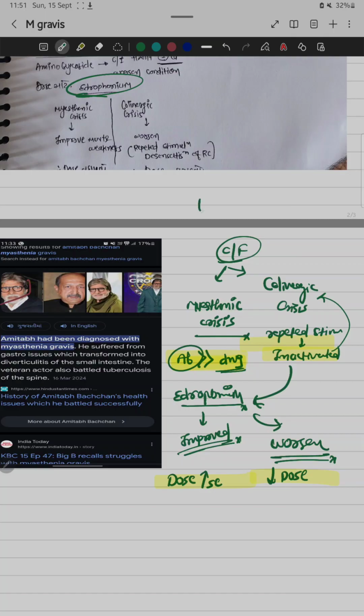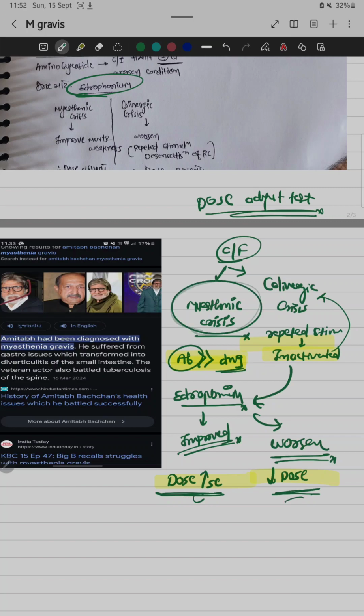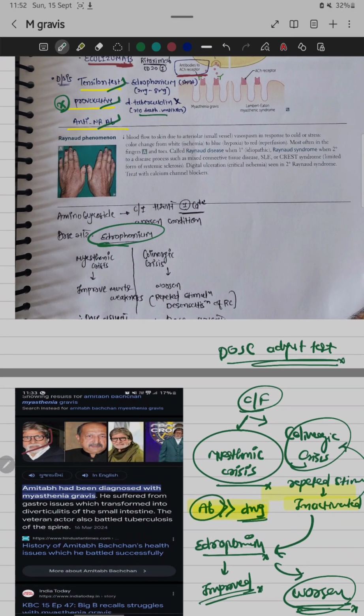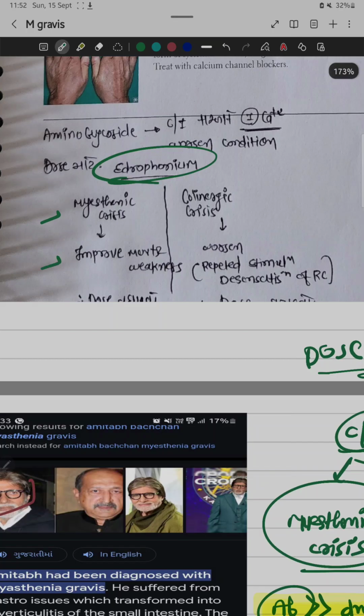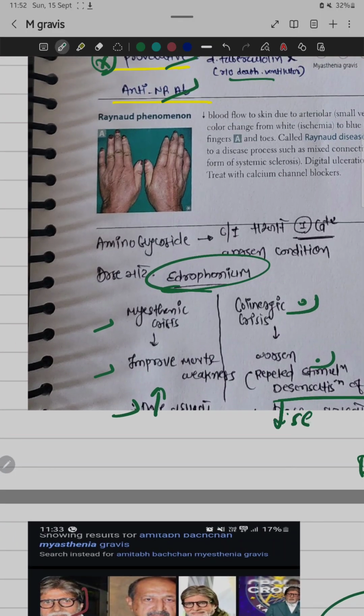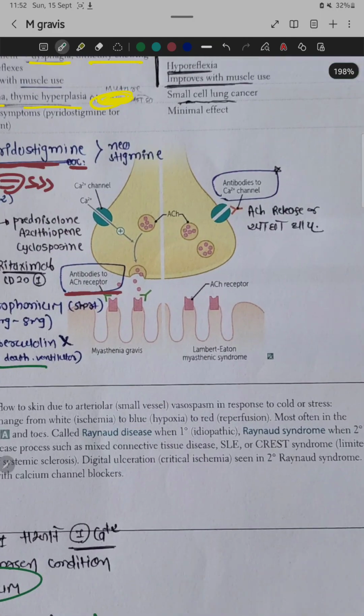So this is the dose adjustment test. How can we decide whether our dose should be decreased or increased? If the person is in myasthenic crisis and improving, give a high dose; if the person is in cholinergic crisis and the condition is worsening, give a low dose. If the person is in myasthenic crisis, movement and weakness improve, so we increase the dose. If the person is in cholinergic crisis, the condition worsens due to repeated stimulus and desensitization of the receptor, so we need to decrease the dose. This is how myasthenia gravis occurs.